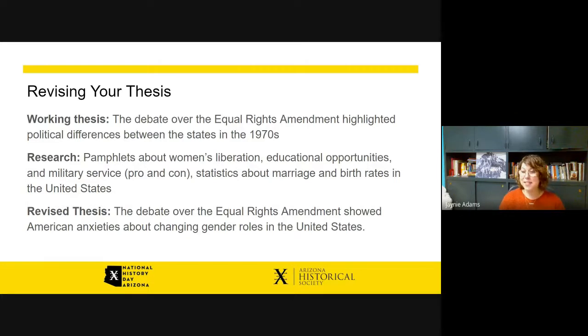So my revised thesis statement might be something like, the debate over the Equal Rights Amendment showed American anxieties about changing gender roles in the United States. And that's a great thesis statement to work with while I'm drafting my project. And like I said, it's not bad to revise your thesis statement. You might have to revise your statement many, many times during the course of your project, but that's not bad. Really think about this as an opportunity to experiment.